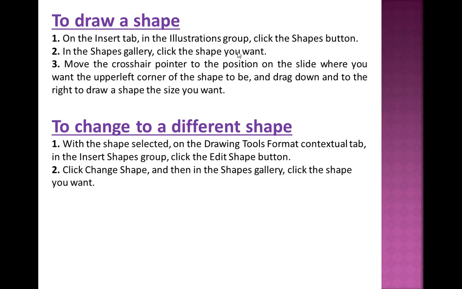Move the crosshair pointer to the position on the slide where you want the upper left corner of the shape to be, and then drag it down and to the right to draw the shape that you want. How to change to a different shape?